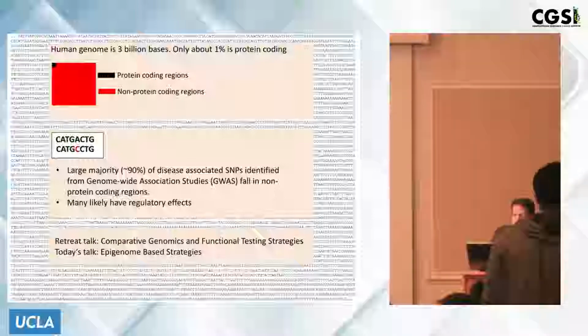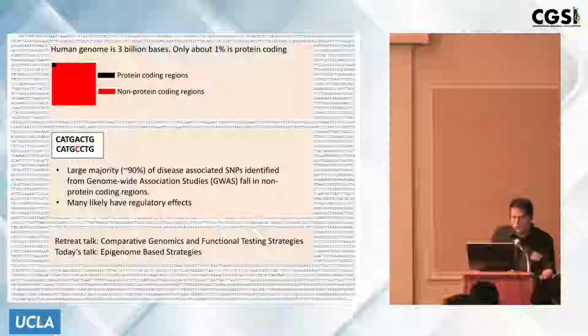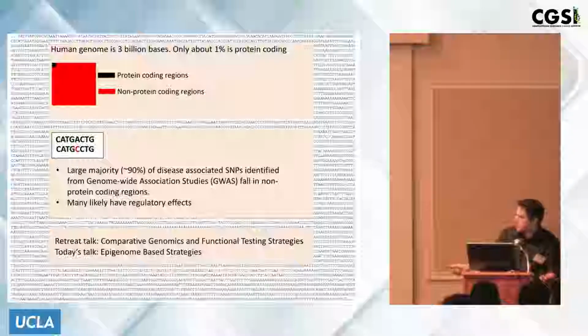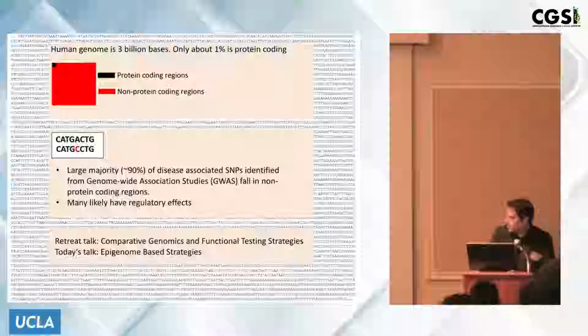So those of you who were at the retreat heard me talk about two different types of strategies that my group has been working on, one based on comparative genomics and the other based on high-throughput functional testing, such as massively parallel reporter assays. I'm not going to talk about those today, but you can watch the video if you missed the retreat talk. And today I'm going to talk about work we've done on epigenome-based strategies for better annotating and understanding the genome.